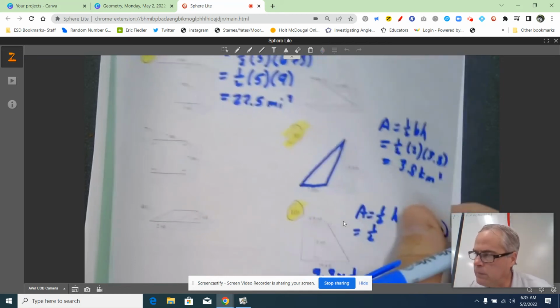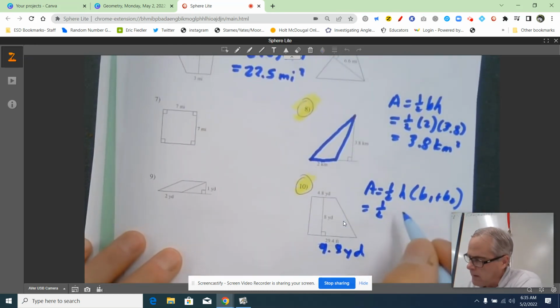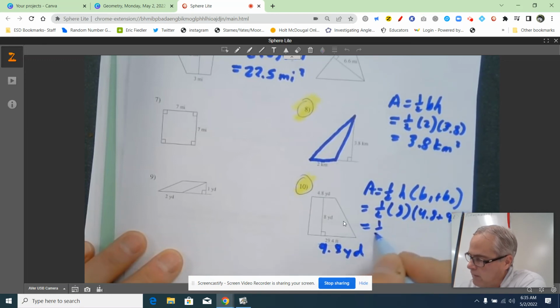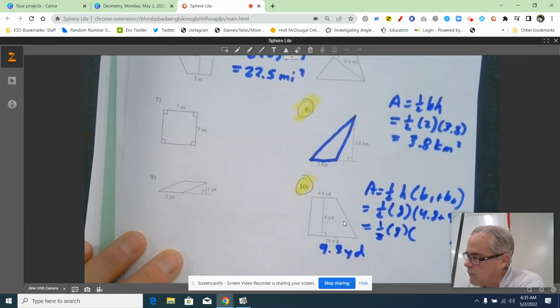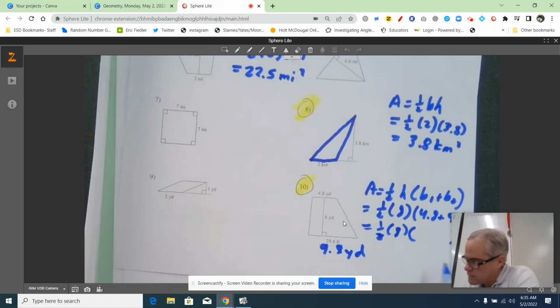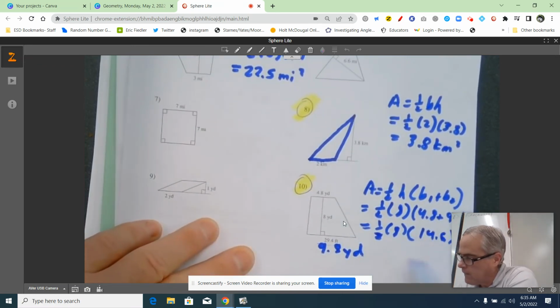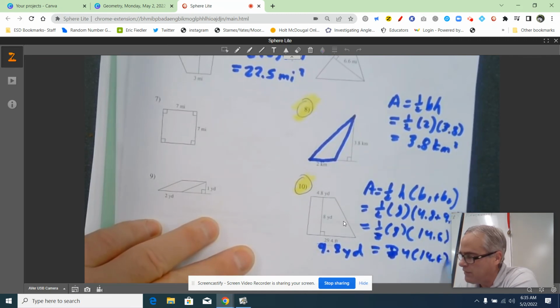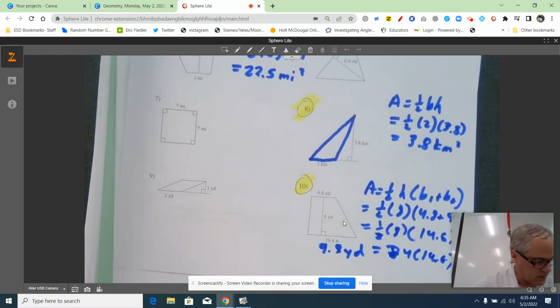Okay. So again, I don't have a lot of room here. All right. So 1/2 h is 8. b1 is 4.8. b2 is 9.8. So 1/2 of 8, I know my writing's hard to read here, times (4.8 plus 9.8), which is 14.6. Half of 8 is 4 times 14.6. So 4 times 14.6, and I get 58.4.